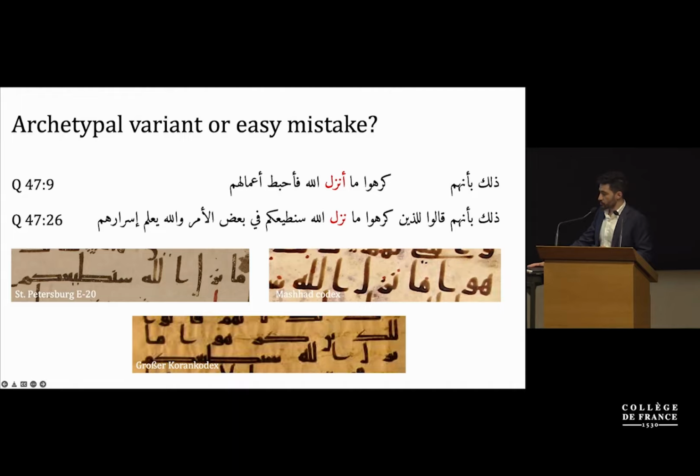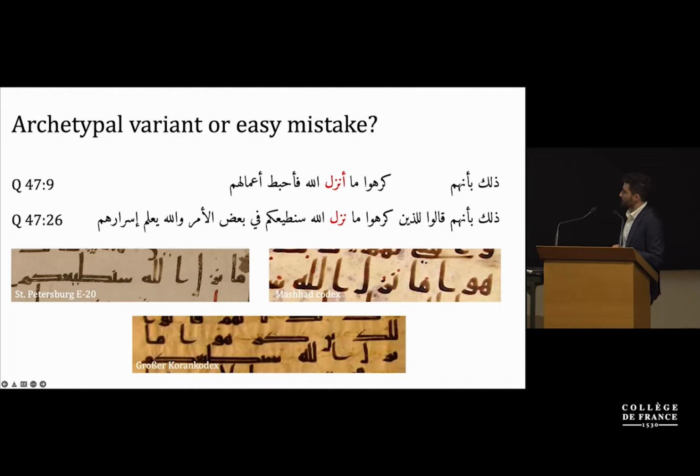So here we have, in Q47, verse 26, ذَلِكَ بِأَنَّهُمْ قَالُوا لِلَّذِينَ كَرِهُوا مَا نَزَّلَ اللَّهُ. So this is the received text. In the Cairo edition, we find مَا نَزَّلَ اللَّهُ. But then when we look at a number of early manuscripts, and this is not exhaustive, we find مَا أَنزَلَ اللَّهُ. And here we can see the alif is erased. Same here, مَا أَنزَلَ اللَّهُ.